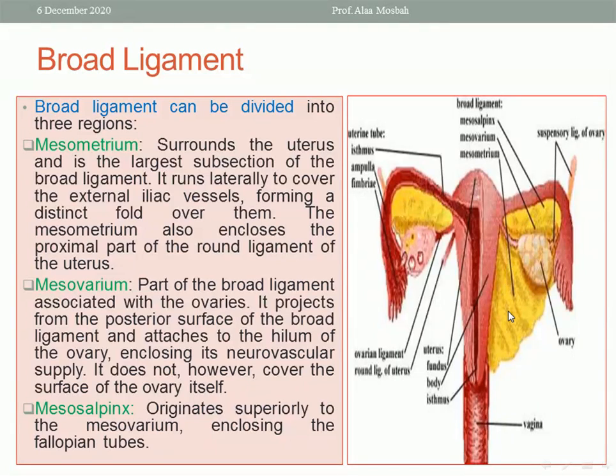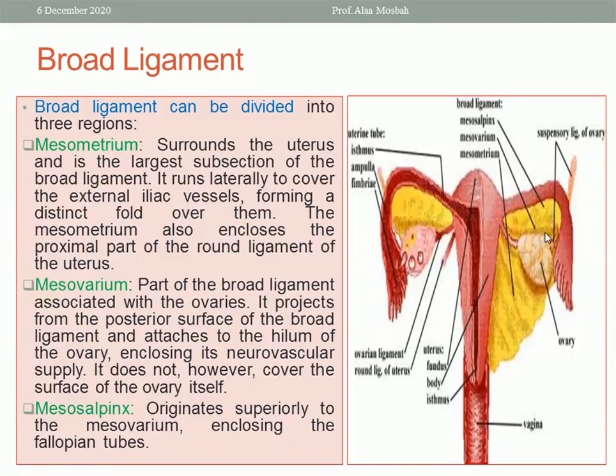Mesometrium surrounds the uterus and is considered the largest part of the broad ligament. It runs laterally, as you see, and covers the external iliac vessels. The mesometrium also includes the proximal part of the round ligament. What about the meso-ovarium? It is the part of the broad ligament associated with the ovaries. It projects from the posterior surface of the broad ligament and attaches to the hilum of the ovary, through which the neurovascular supply goes. It doesn't, however, cover the surface of the ovary itself.